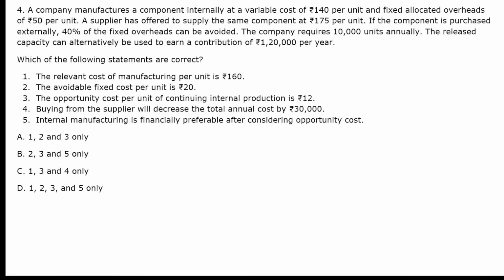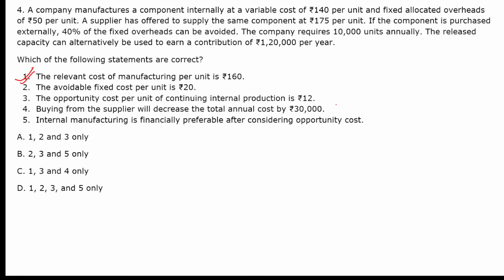The relevant cost of manufacturing per year is 160. 140 plus 50 is your cost for this year, right? But avoidable will be 40% of 50, which is 20. So how much can you avoid? 40% of 50 can be avoided. So that is 20. So your relevant manufacturing cost will be 140 plus 20, which is 160. Right? So yes, statement number 1 is correct.